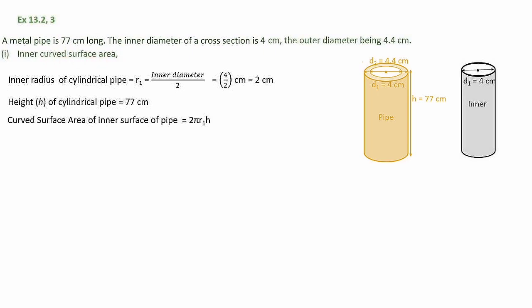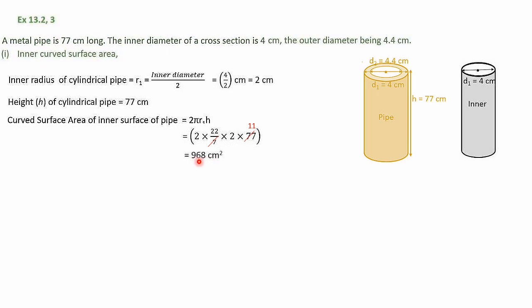But here we have to use R1 and R2 because we will get two radii. One is the inside one, another one is the outside one. So to identify that we have to write it as R1 and R2. R1 is the inner radius. 2 pi R1 into H. Let's substitute it. 2 into pi value is 22 by 7, R1 is 2 and H is 77. Here 7 and 77 we can cancel 11 times. So 2 into 22 is 44, 44 into 2 is 88, 88 into 11 is 968 centimeter square.